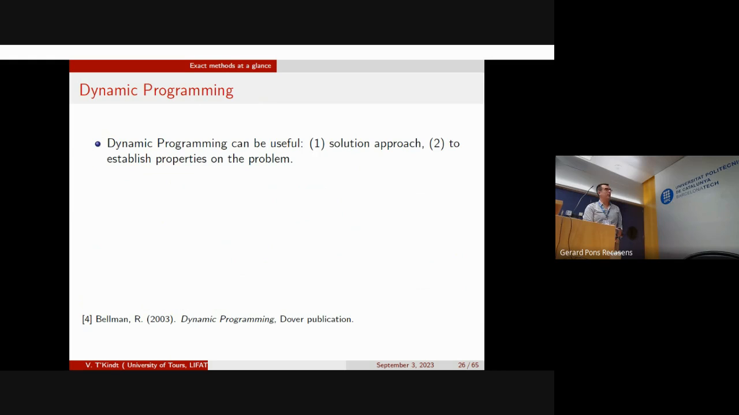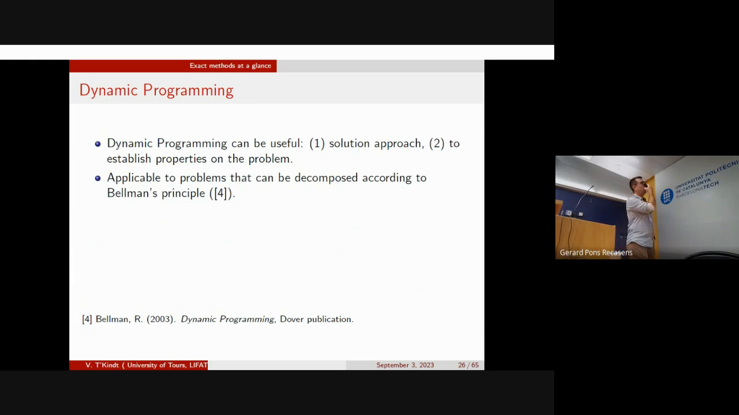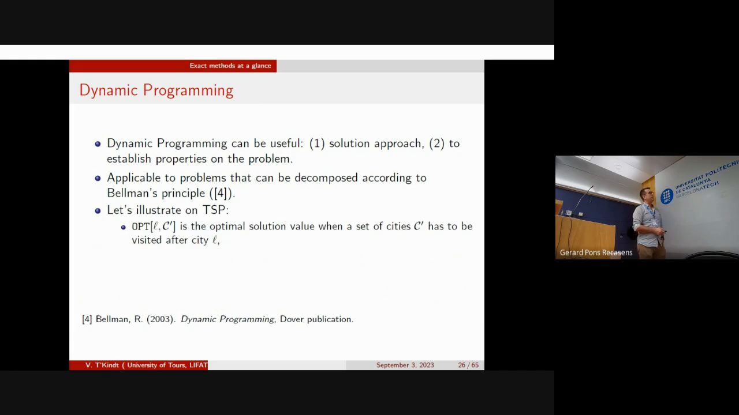But you could do also dynamic programming. It's based on the decomposition principle from Bellman. Bellman's principle is from 1962, I think. We can illustrate that easily on the TSP, okay?